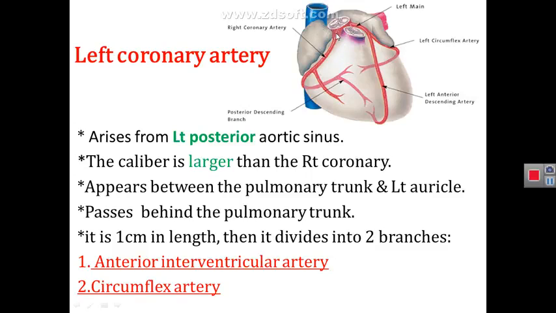The left coronary artery, which is this one, is a very short artery. It originates from the left posterior aortic sinus, the dilatation in the wall of the ascending aorta, and as we said, it is of larger lumen compared to the right coronary. The left coronary artery is very short, about 1 to 2 centimeters. It runs between the left auricle and the pulmonary trunk, and then after 1 to 2 centimeters it soon divides into two major branches.